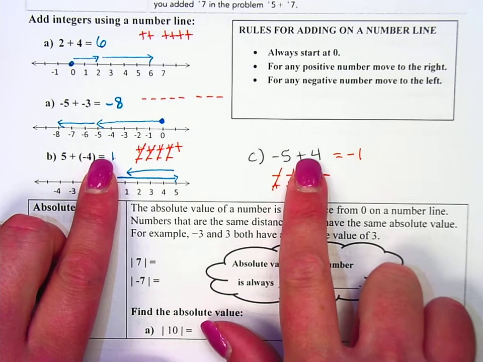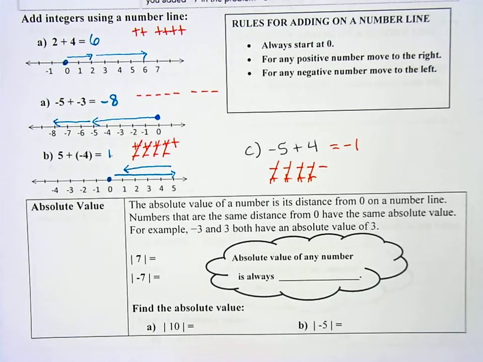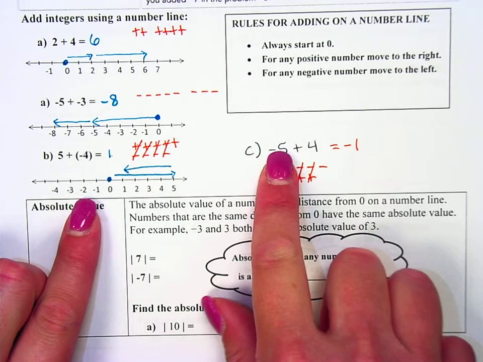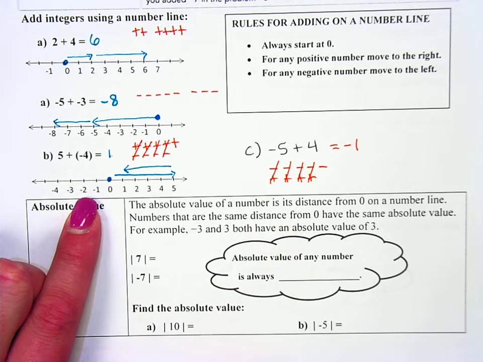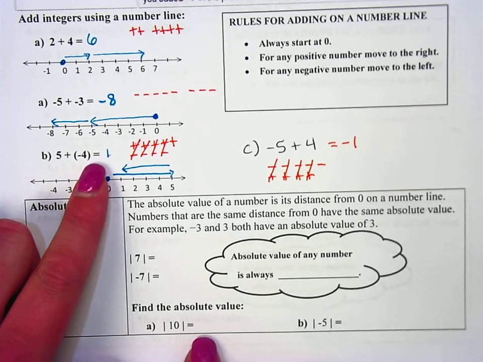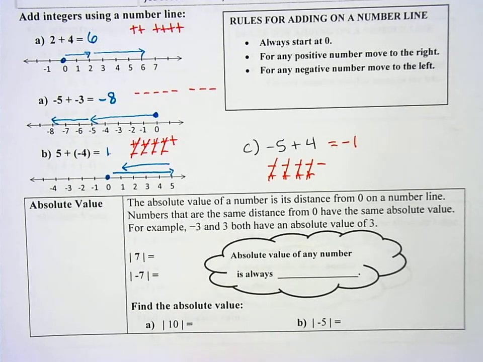Both of these had different signs, so they're going in opposite directions. If I have more negatives, though, my final answer is negative. If I had more positives, then my final answer there stayed positive. Okay. Last one in your notes today.